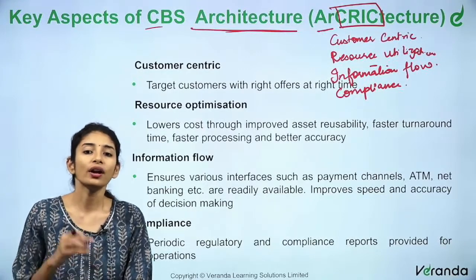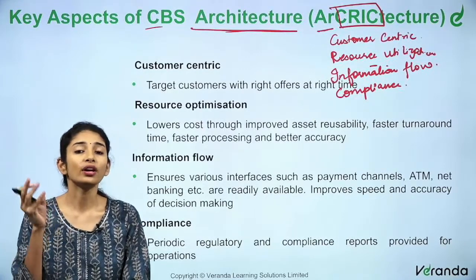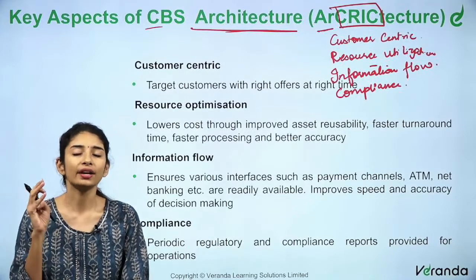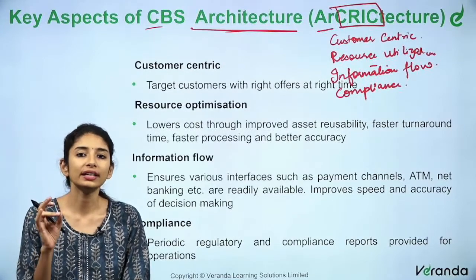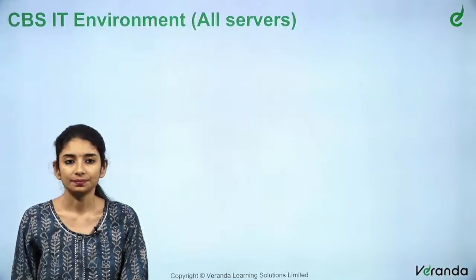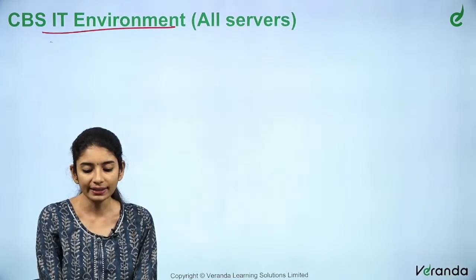Architecture. C for customer centric. R for resource utilization. I for information flow. And C for compliance. CBS IT Environment.